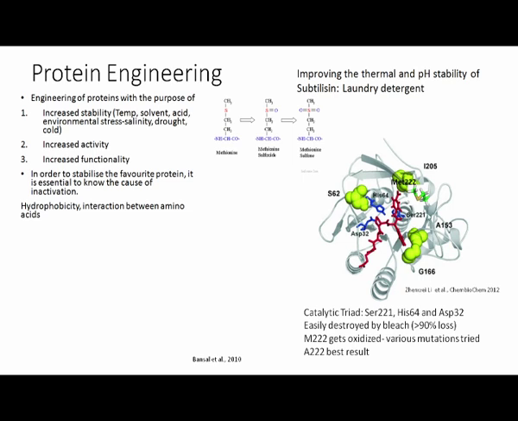So, after getting all this information, people changed this amino acid, methionine 222, without causing any change in the histidine, serine and aspartic acid catalytic triad. They changed this methionine to alanine, and once you change this to alanine, the protein becomes stable, because alanine cannot be oxidized by bleach. So, that is a very successful story where subtilisin has been improved for its activity.